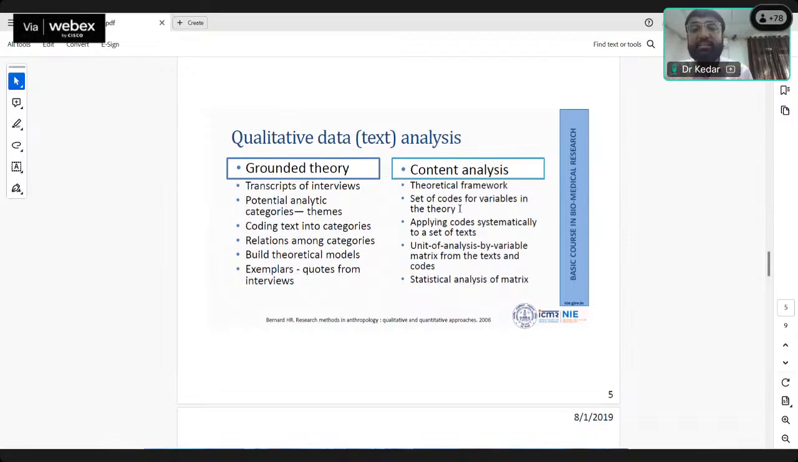Whereas in content analysis, you have so many transcripts from interviews that have been taken up, and from that you are trying to find out the important challenges, or what are the important facilitators or what are the barriers. So you don't have the theoretical framework established in grounded theory, whereas you have a theoretical framework in the content analysis.